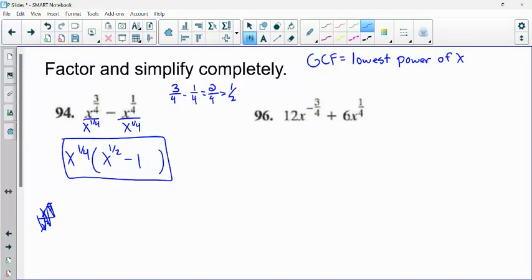If we look at 96, again, we're pulling out our lowest power of x. So what is smaller, negative 3/4 or positive 1/4? Negative 3/4 is smaller. So I need to pull out a GCF of x to the negative 3/4. And what number divides into 12 and 6? 6. So I'm going to divide everything by 6, x to the negative 3/4.